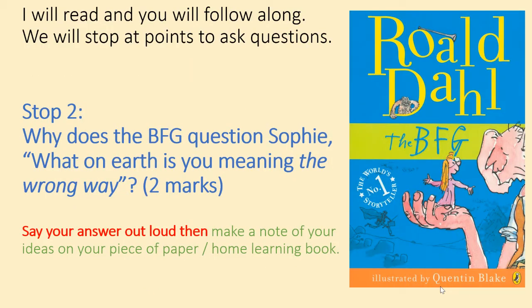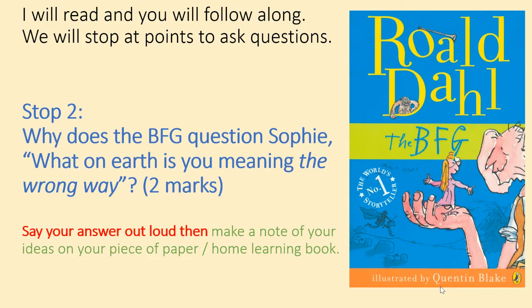Okay, you're back. Let's keep reading. I wonder what Frobscottle is. But look, it's fizzing the wrong way, Sophie cried, and indeed it was. The bubbles, instead of travelling upwards and bursting on the surface, were shooting downwards and bursting at the bottom. A pale green frothy fizz was forming at the bottom of the bottle. What on earth is you meaning the wrong way?